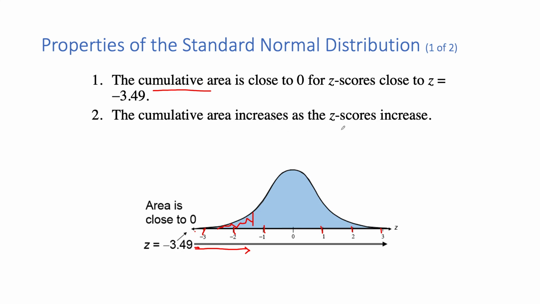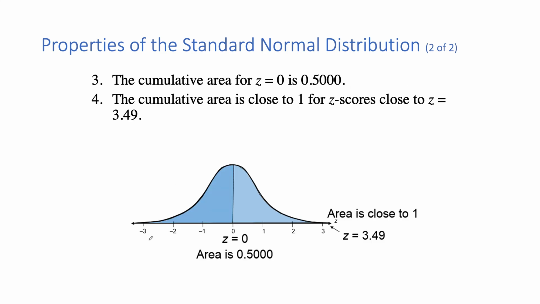So the cumulative area increases as the z-score increases. As I move in this direction, I accumulate more and more of this area, okay? So suppose I start from this end of this distribution and I start traveling, right? I accumulate more and more of this area. By the time I hit zero, zero represents the center of the distribution, the cumulative area should be 0.5, right? By the time I hit the center of the distribution, I should have covered 50% of the distribution.